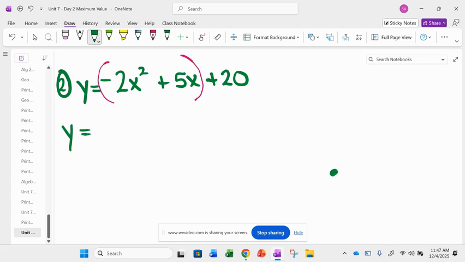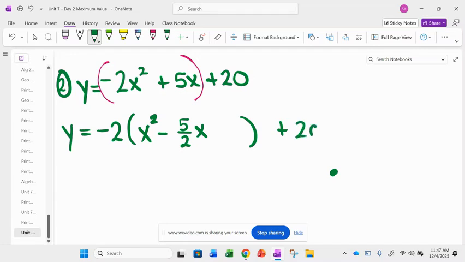So now I'm going to have y equals, and I'm going to pull out that GCF of -2. I'm going to have x squared plus minus 5 halves x. Close that parenthesis, and I still have that plus 20 on the outside. Now I'm going to complete my square inside my parentheses. So I have to take half of 5 halves. Well, taking half is dividing by 2 or multiplying by a half. So this becomes 5/4, and then I'm going to square it.